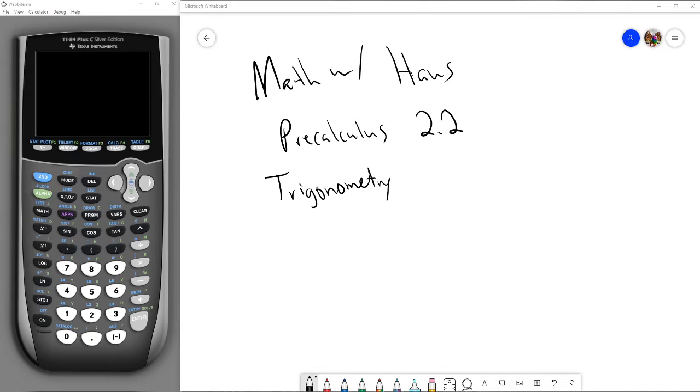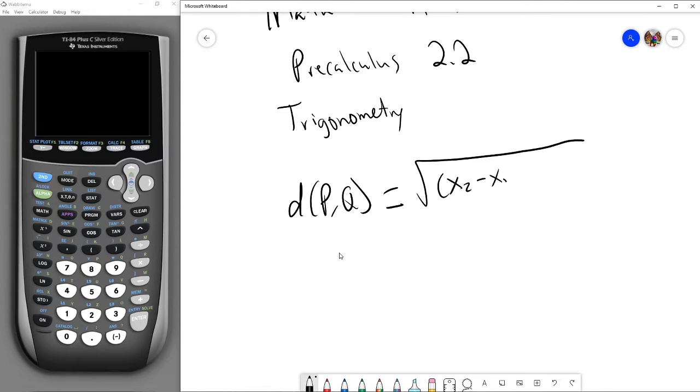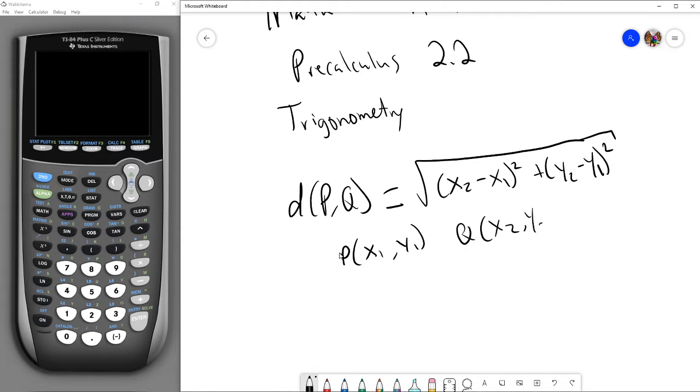Now, in the last episode, we looked at the distance formula, how to find the distance between 2 points. If I recall, that equation was the distance between some point P and Q is going to equal the square root of (x2 minus x1) quantity squared plus (y2 minus y1) quantity squared. And we are assuming that P is (x1, y1), Q, I think we said, was (x2, y2).